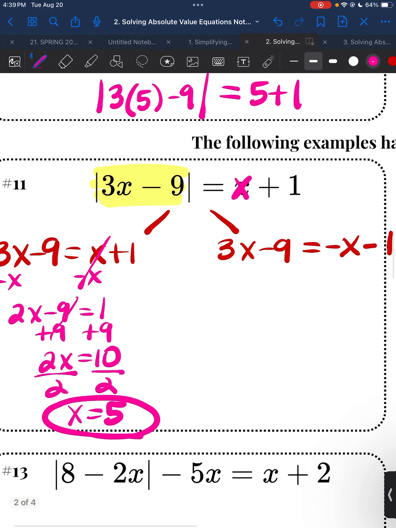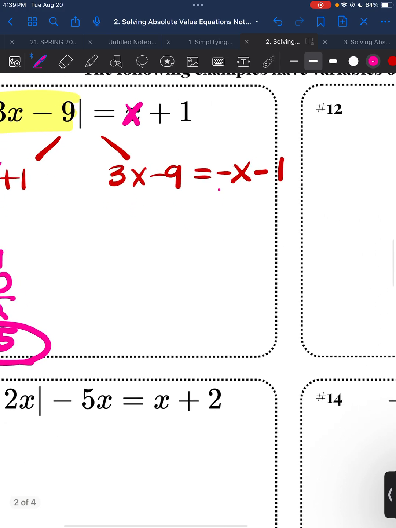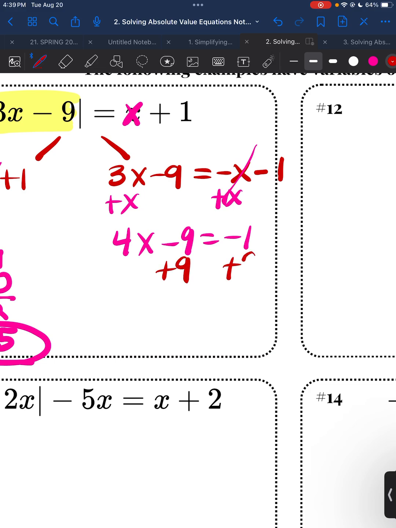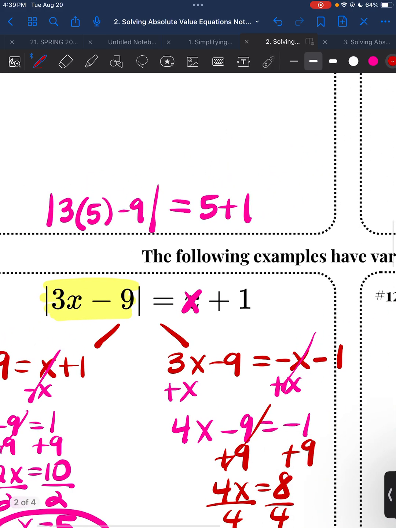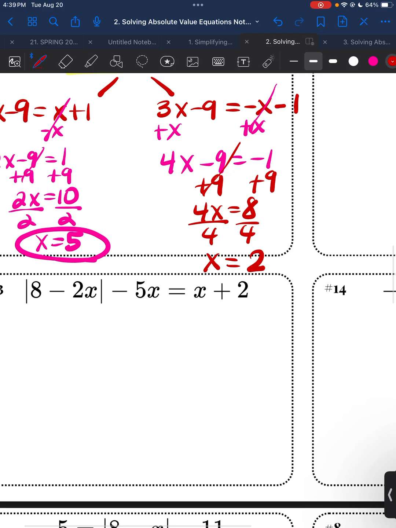And then on the right side, I'm going to do plus 1x. This gives me 4x minus 9 is equal to negative 1. I'm going to do plus 9. And then divide by 4. So second answer, I get x equals 2. You still have to check it. And it'll look just like this, but I'm going to put a 2 here. 2 and then 2. This one gives you true, so you do circle both of them.